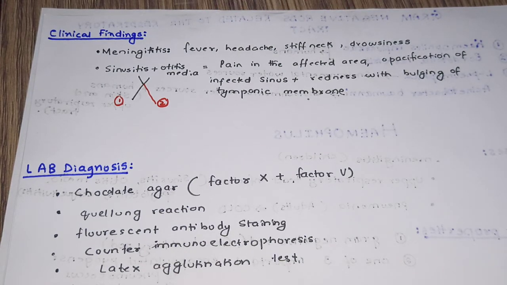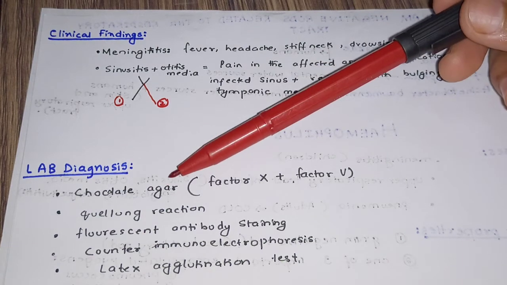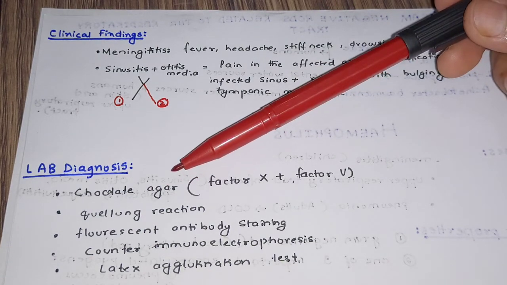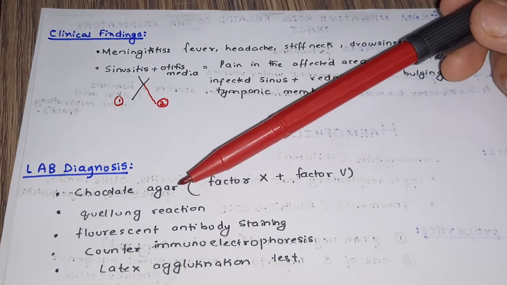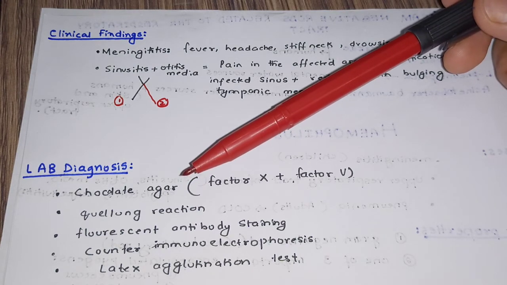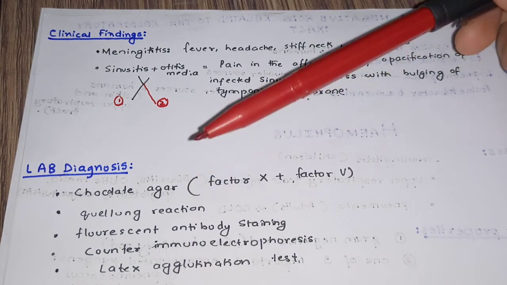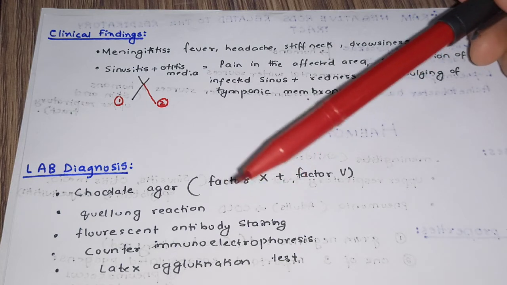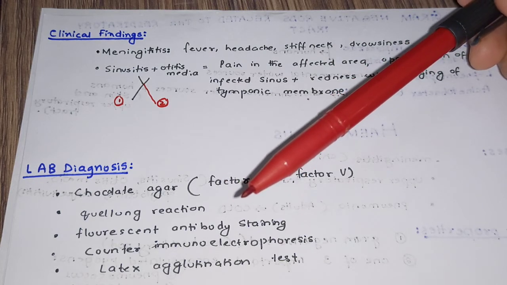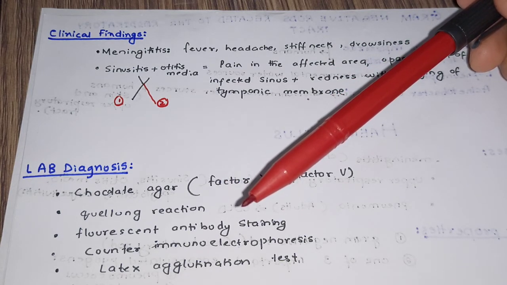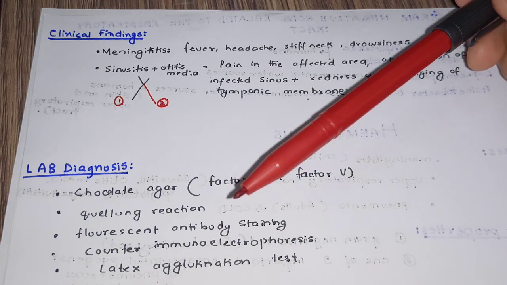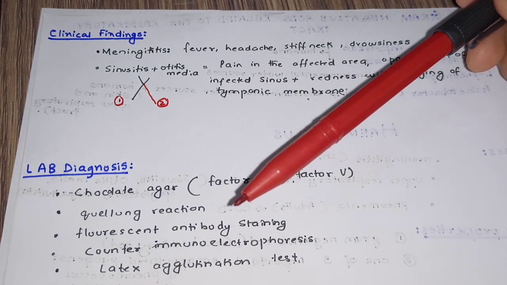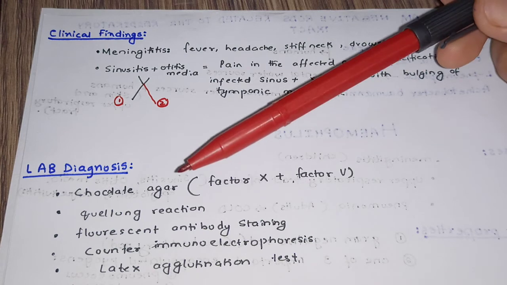Now come to the lab diagnosis. In the lab diagnosis, we use chocolate agar. Why do we use chocolate agar? The basic difference between blood agar and chocolate agar is the heat. When we heat the blood agar, it converts into chocolate agar. And why do we heat the blood agar? Because in the blood agar, there are some inhibitors that do not allow all organisms to grow. Hence, by heating, we basically inactivate these inhibitors.